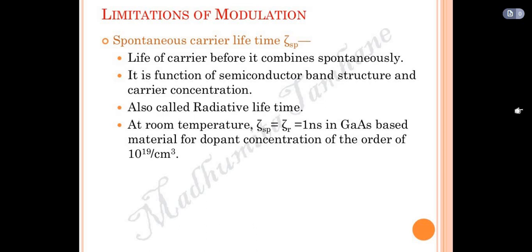Next, at room temperature, the spontaneous carrier lifetime, tau of spontaneous, equals tau of R, that is nothing but the radiative rate, and it should be equal to 1 nanosecond in gallium arsenide based material for a dopant concentration of the order of 10 power 19 per centimeter cube. At this particular rate, the modulation is limited. So that is also one of the limitations our laser is going to be affected by.